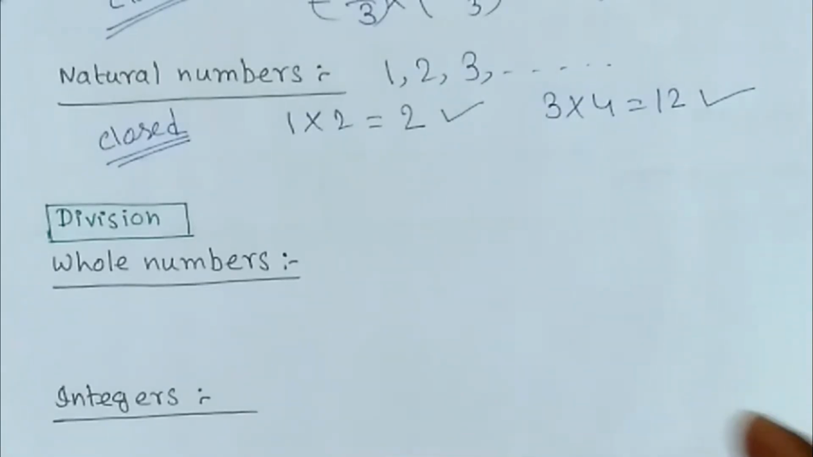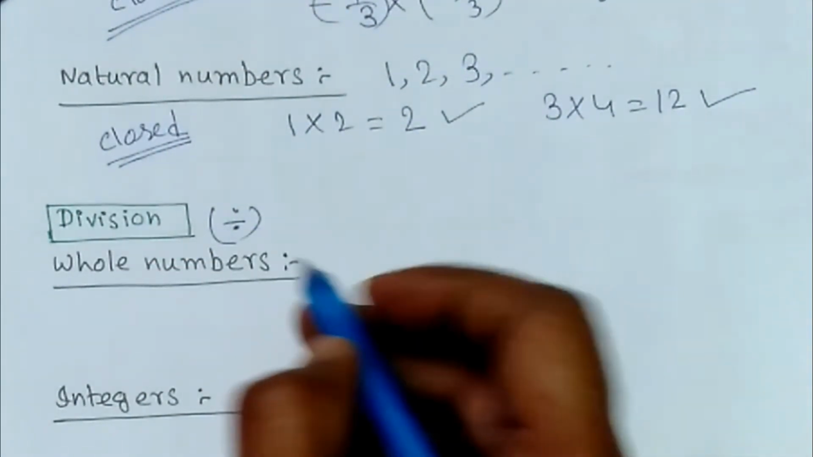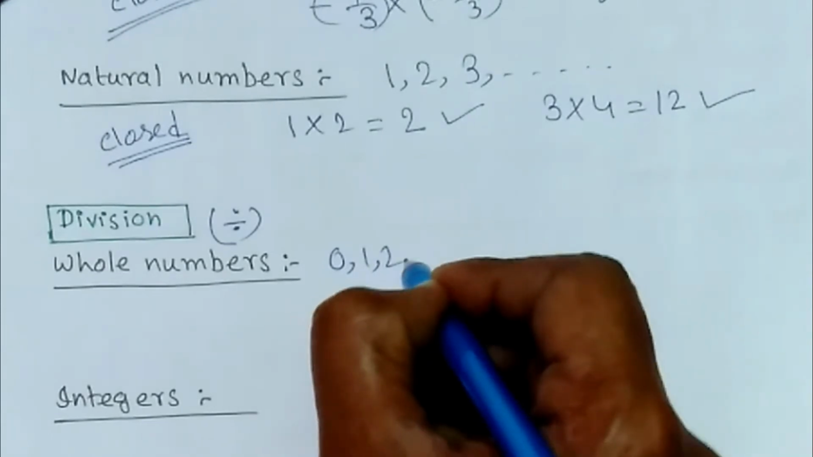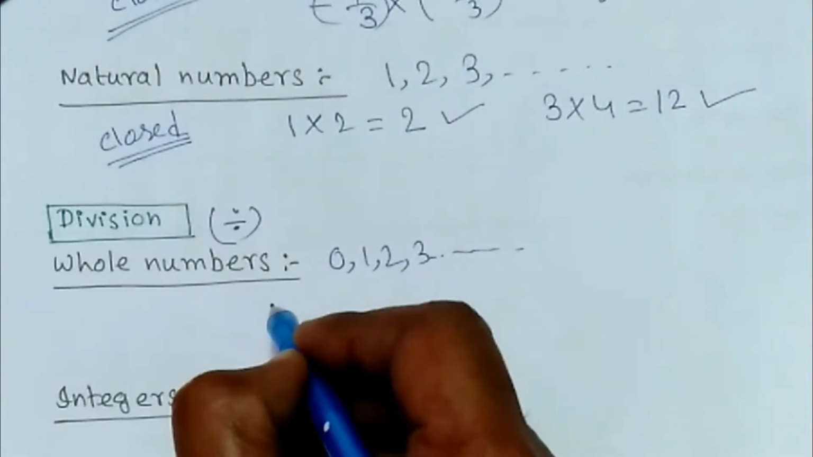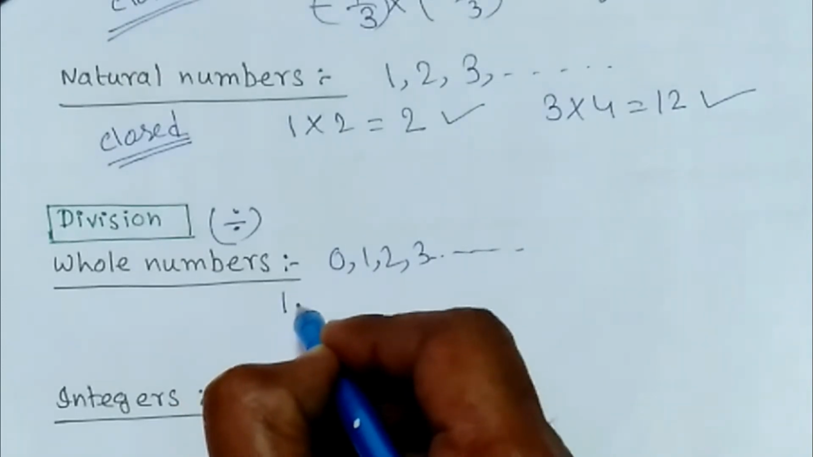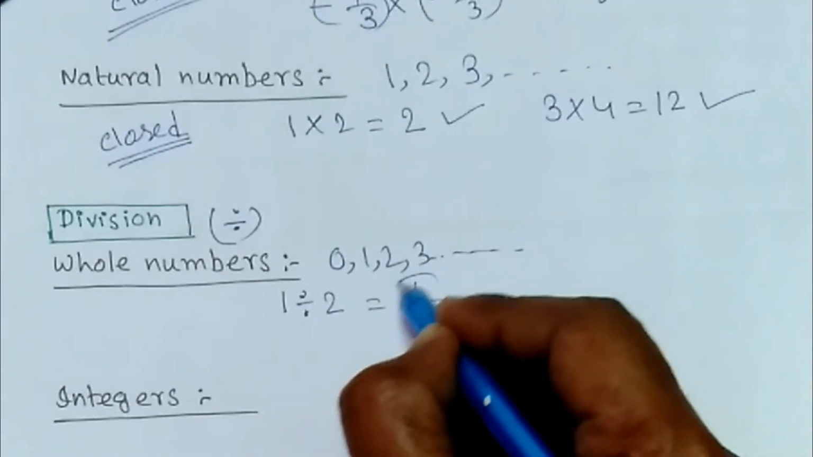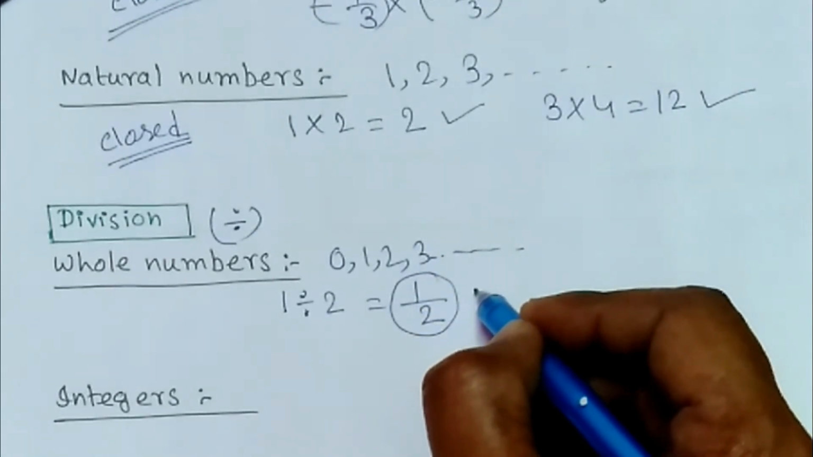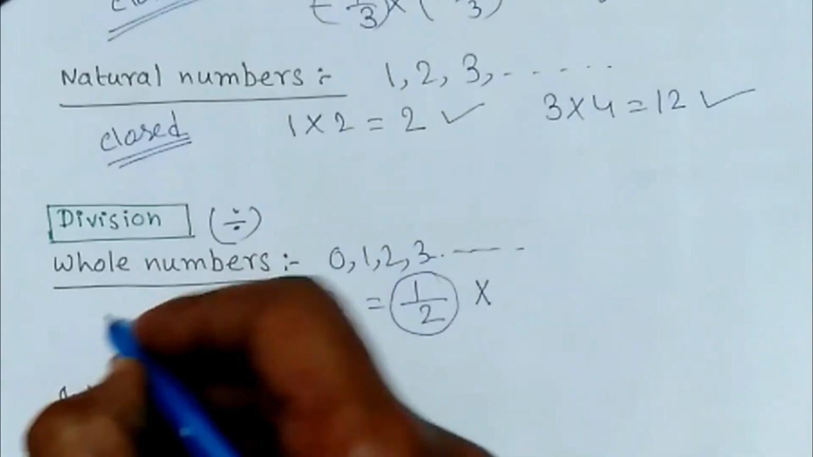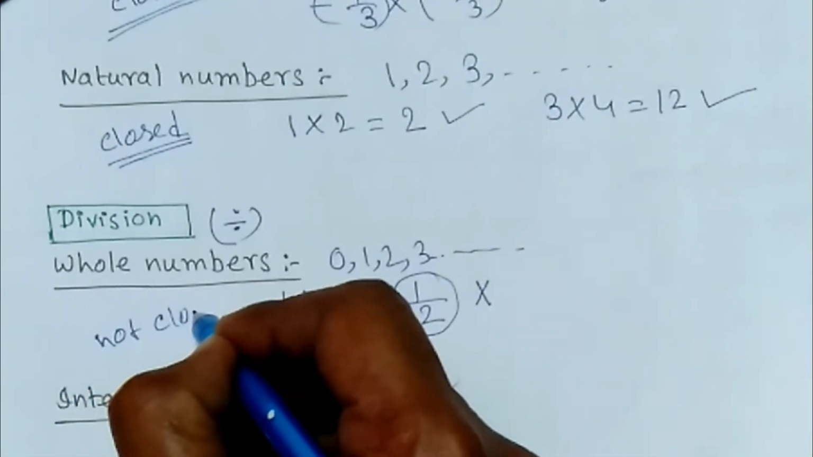Now we will check the closure property for the operation division. Okay, look very carefully. The whole numbers 0, 1, 2, 3 up to infinity. If we divide 1 by 2, then we will get 1 by 2. Look, half is not a whole number, right? So whole numbers are not closed under the division.